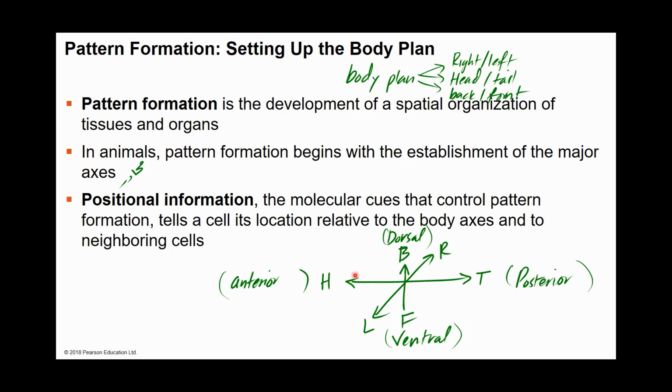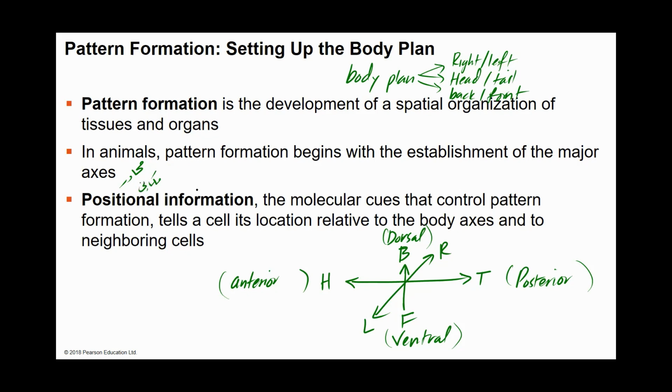These axes will determine which side will be the head or the anterior, which side will be the tail or the posterior, the right, left, and back and belly, or dorsal and ventral. And we have molecules that are important for establishing these major axes. These molecules are responsible for controlling pattern formation. These molecules are called positional information. Positional means مكاني, or مكان.